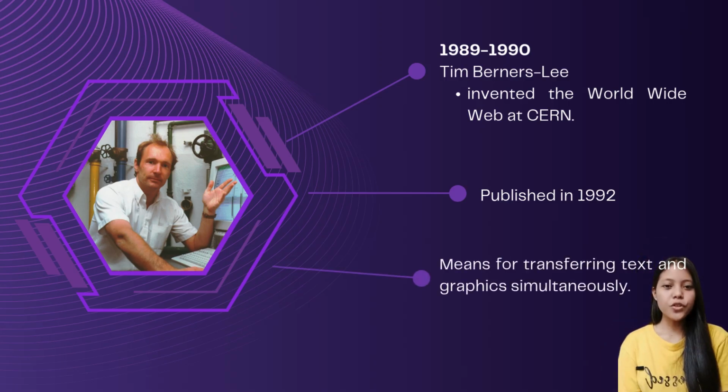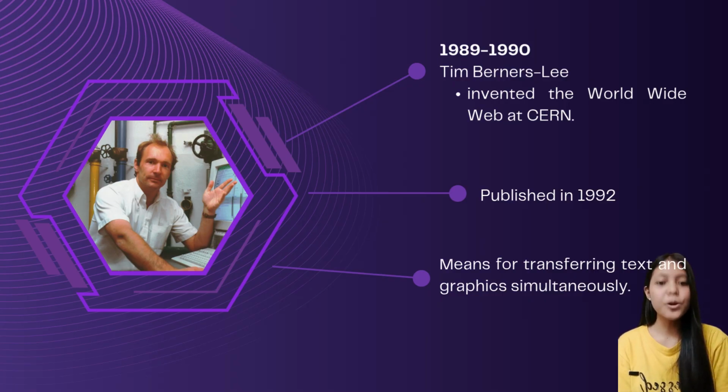Before the World Wide Web, computers could only send or receive plain text. But Tim Berners-Lee's creation made it possible to transfer text, images, and graphics all at once through web pages. This meant that users could now read articles, view pictures, and see designs on the same page, making the internet more engaging and easier to use.